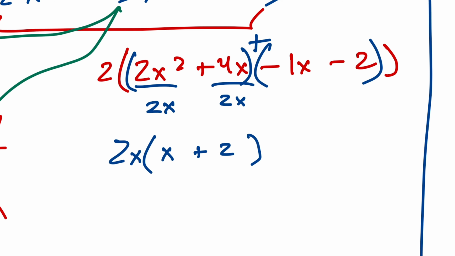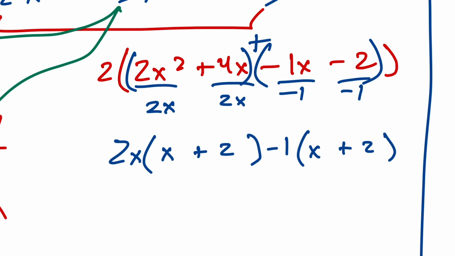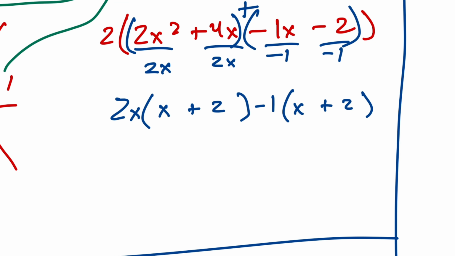I'm going to take out the negative 1 so that I can get this to a positive binomial like the other one. And so I have a minus 1 times x plus 2. Okay, awesome. Now once I do that, I have those same binomials, so I could bring them together. So I get 2x minus 1 times x plus 2.